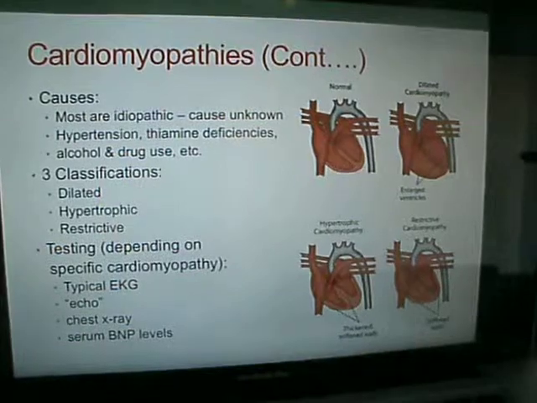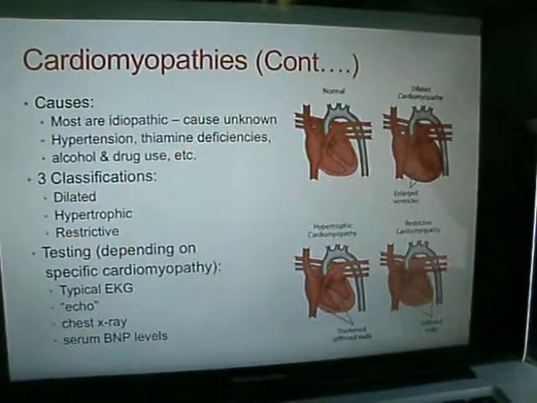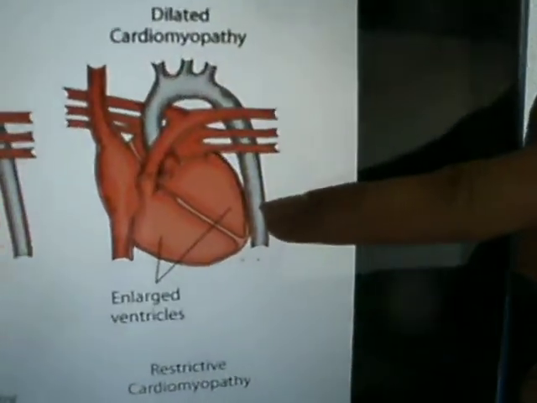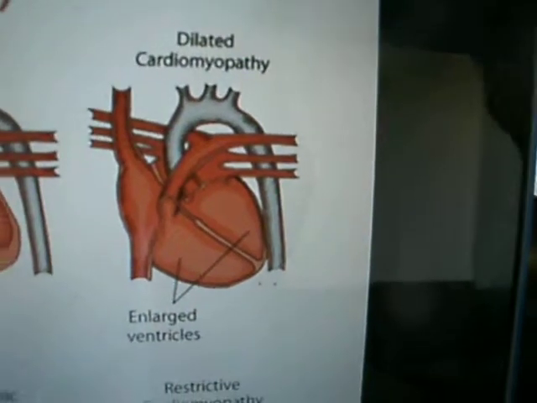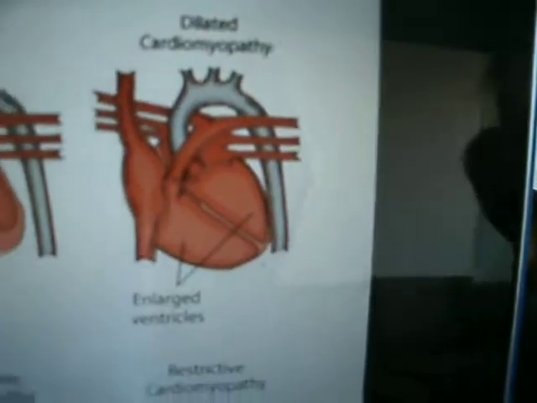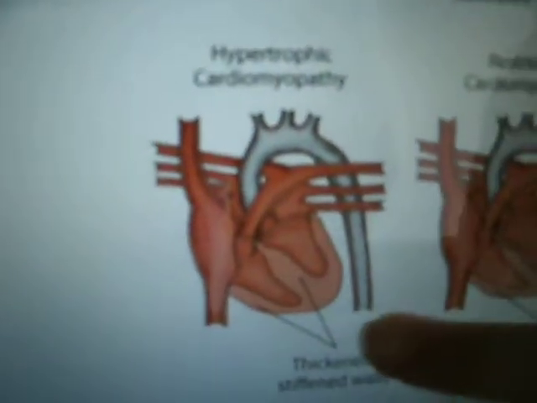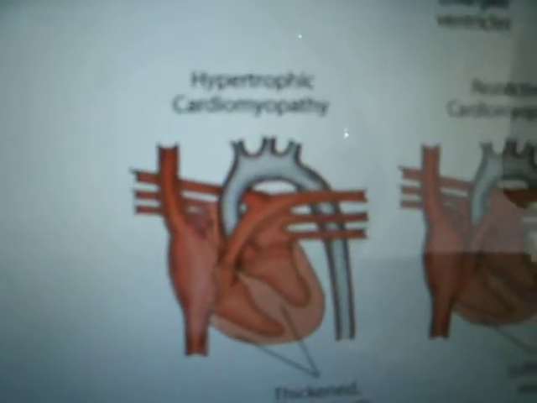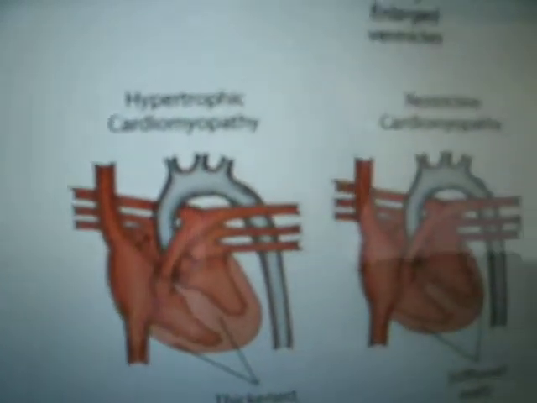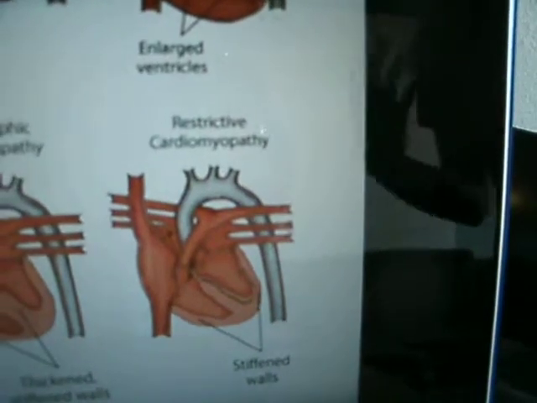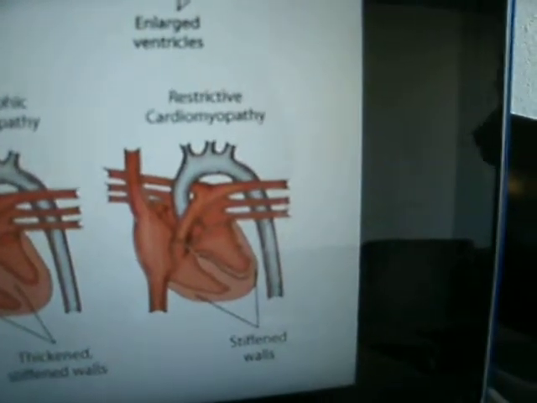So there's three different classifications. There's dilated, in which the ventricles are enlarged, which makes sense because it's dilated. In hypertrophic cardiomyopathies, there are thickened and stiffened walls, so the intraventricular septum is thicker. And then in restrictive cardiomyopathies, the walls are stiffened but not necessarily thicker.